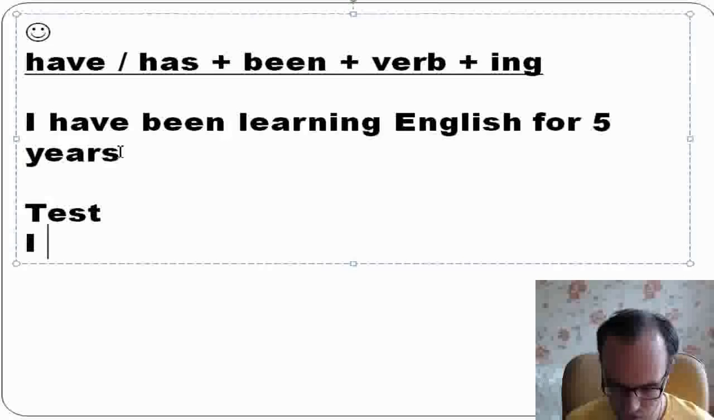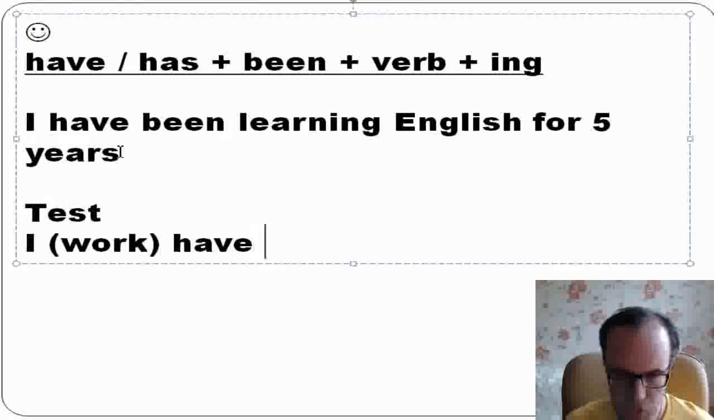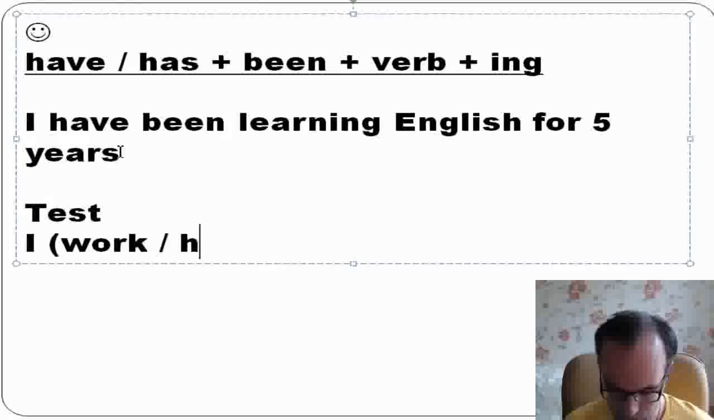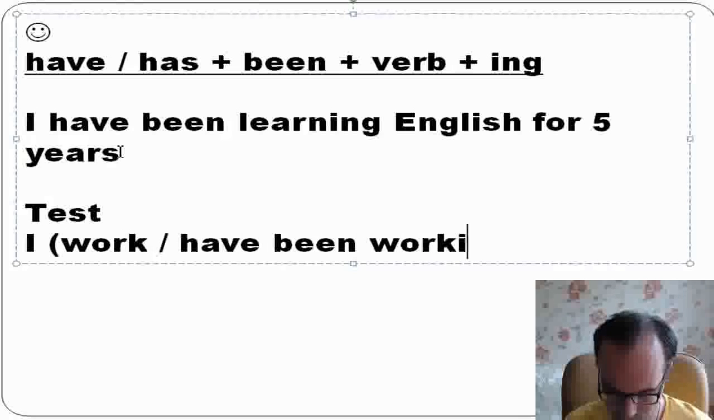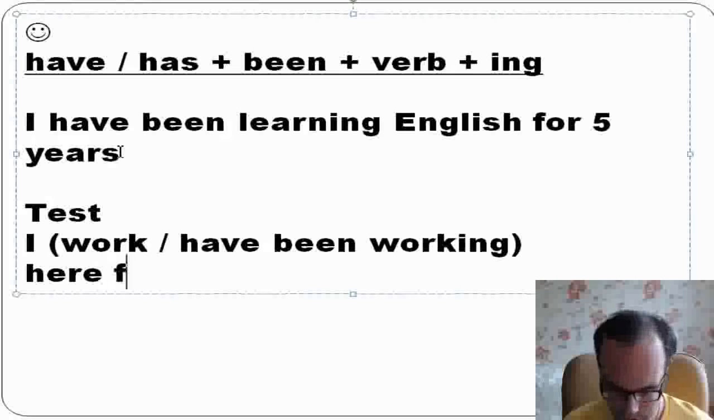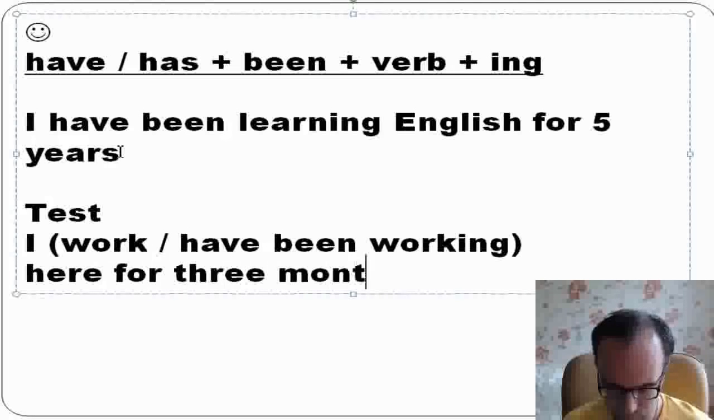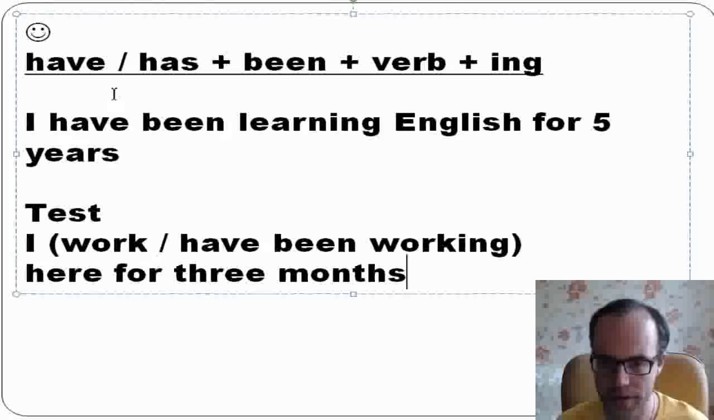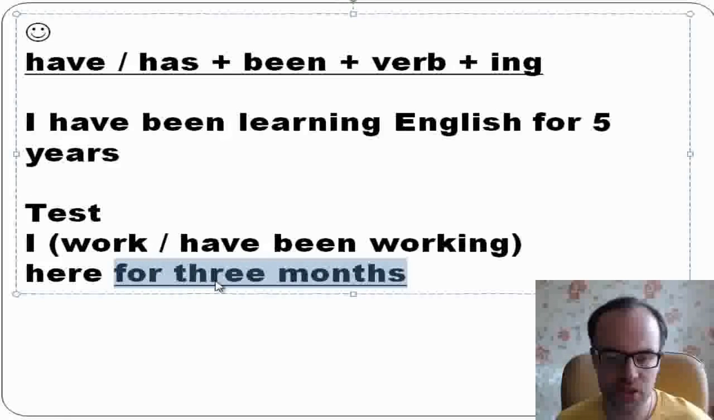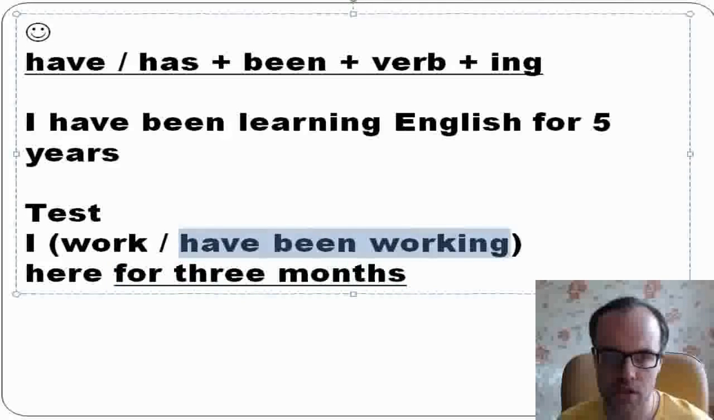So I work, or I have been working here for 3 months. So what are you choosing? Work or have been working? So think, please think. So for 3 months, yeah? So it tells us that I started working here 3 months ago and I'm still doing it. I'm still working here. So it's present perfect continuous only this way. So I have been working here for 3 months.